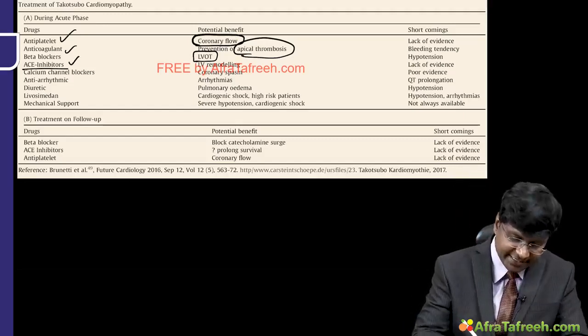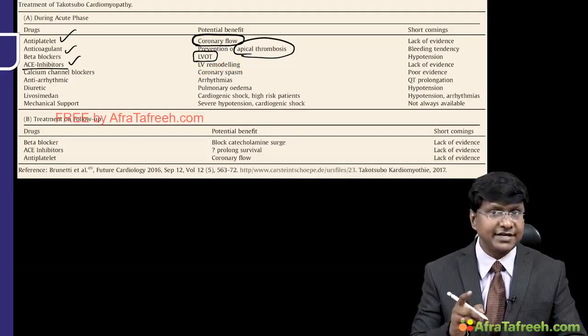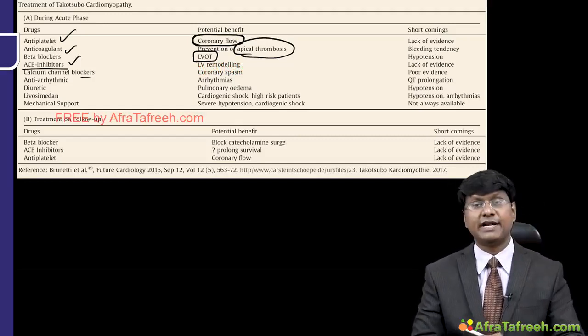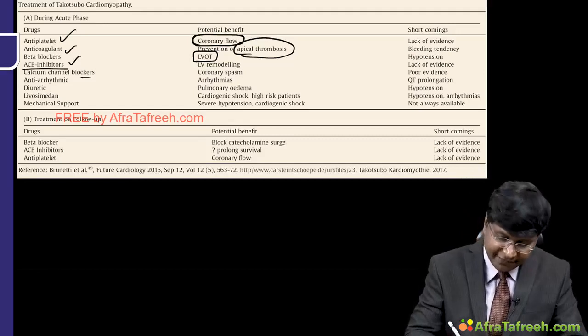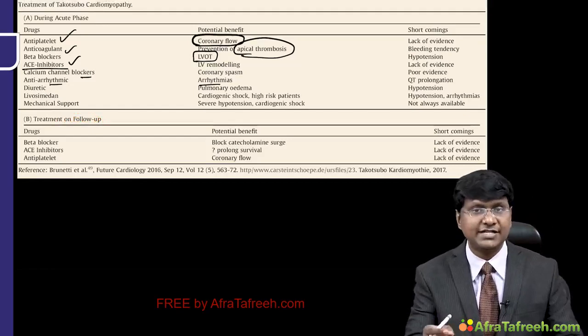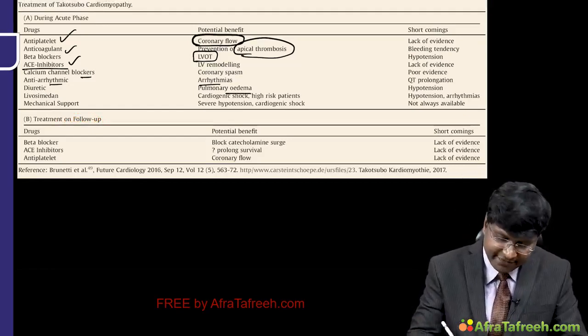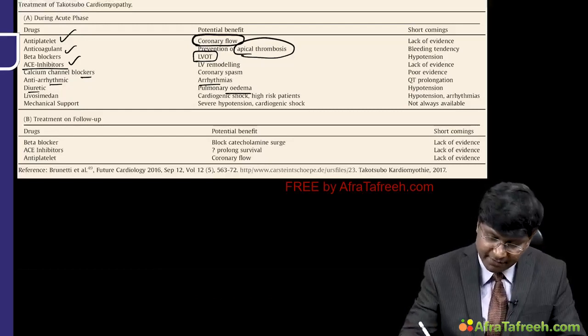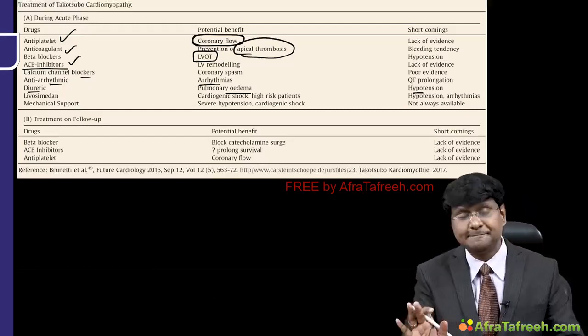So ACE inhibitors will prevent the cardiac remodeling. And if coronary vasospasm develops, you need to give calcium channel blockers, that is verapamil or diltiazem. And if arrhythmias develop, then you need to give anti-arrhythmic drugs like amiodarone, disopyramide or flecainide. If there is pulmonary edema, a monitored dose of the diuretics should be given, because of the problem of hypotension.